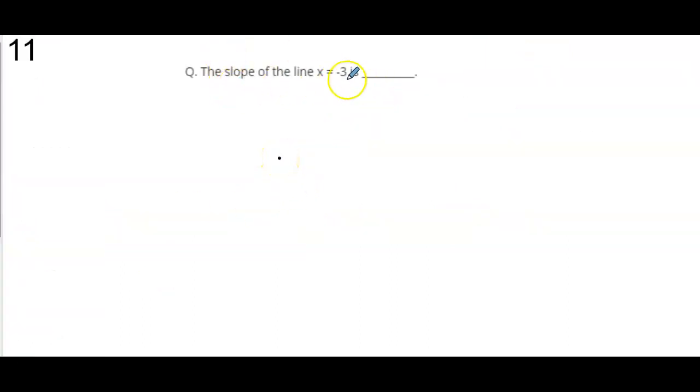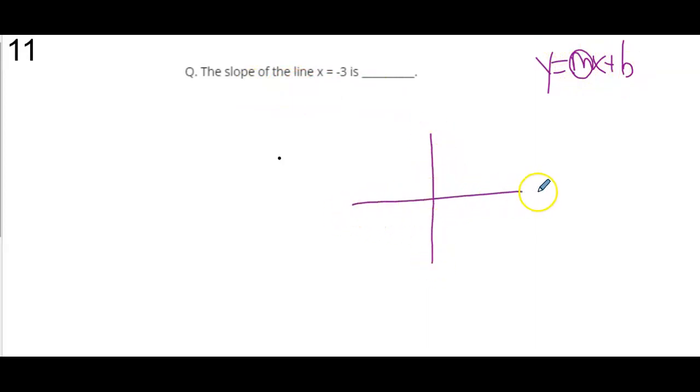What is the slope of the line x equals -3? Now, usually we're looking at our equations in y equals mx plus b form, and the slope is the number attached to x, but this is not in that form. If you graph this line, it says that the x value always has to be -3. No matter what, the x value has to be -3. So if the y value is 1, x is still -3. If the y value is 10, x is still -3. And if the y value is -20, x is still -3. X has to equal -3.